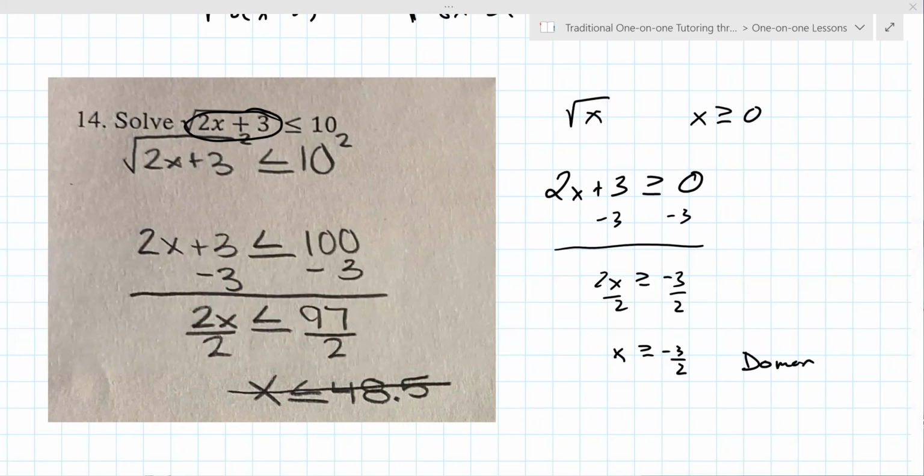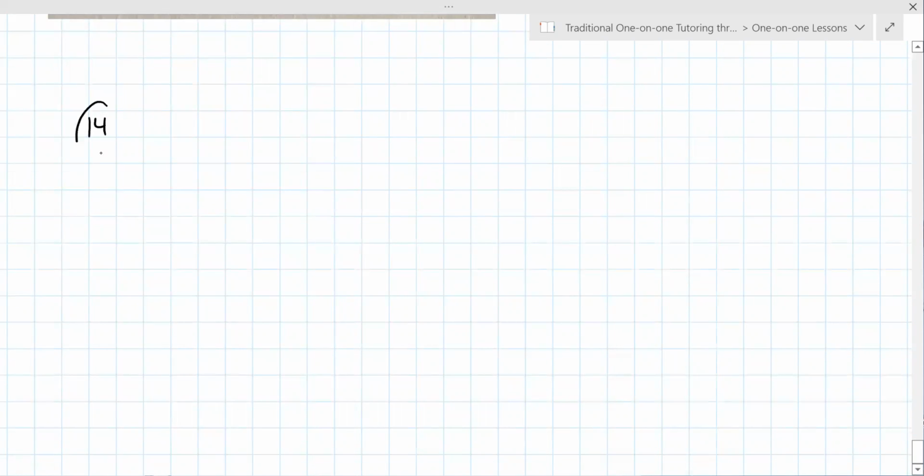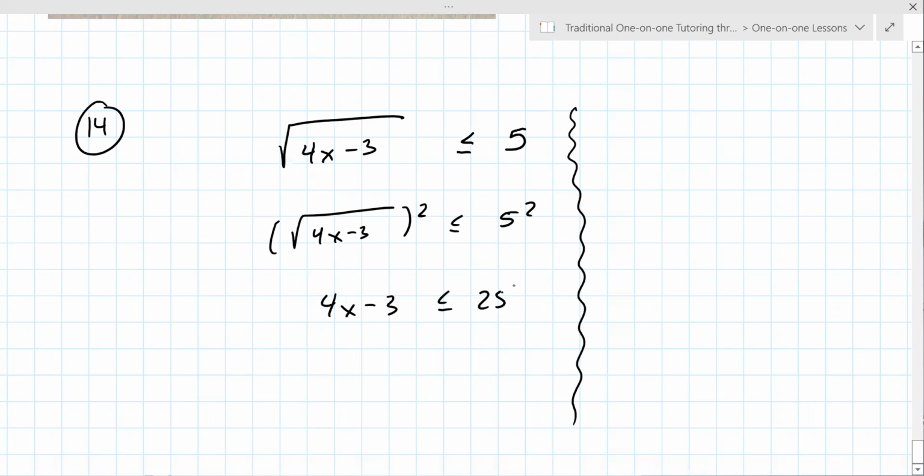Because it's really both parts. What I was having you do last time was just the whole solving of this, but let's do another one like 14. Let's say it's the square root of 4x minus 3 less than or equal to 5. So you can solve it just the way you've been doing, square both sides. That gives you 4x minus 3 less than or equal to 25.